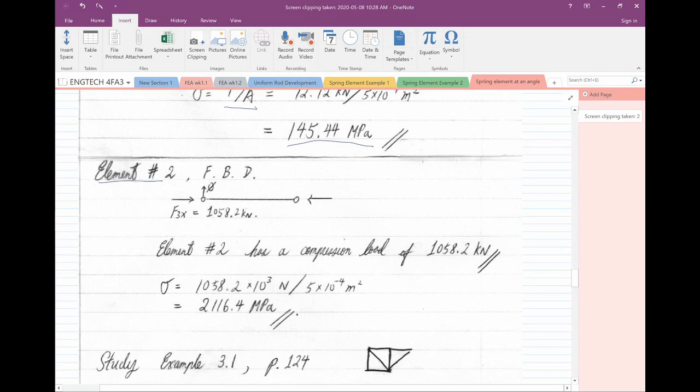We do the same thing for element 2. We draw an individual free body diagram for element 2, and then we know that a compression force is acting on it, and dividing by the cross-sectional area, you get the axial stress for element 2. Okay, thank you very much.